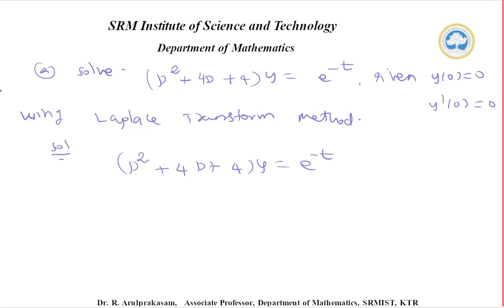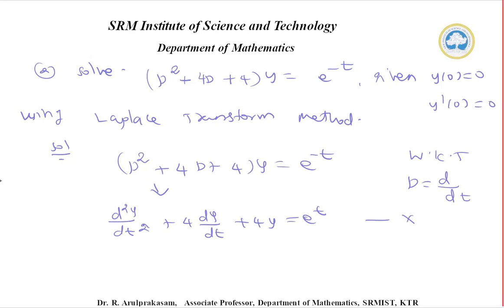You know D is the differential operator, generally denoted by d/dt. Here I'm taking y as a function of t, so the independent variable is t. So I can rewrite this equation in this manner: d²y/dt² + 4 dy/dt + 4y = e^(-t). I am taking the equation first.